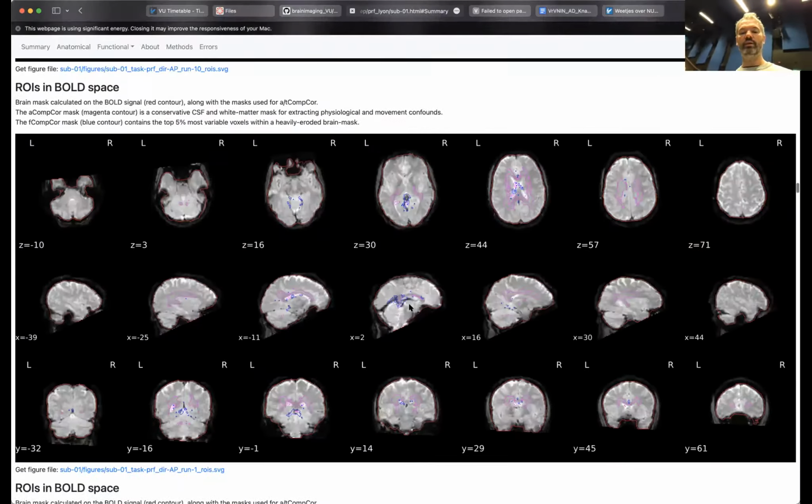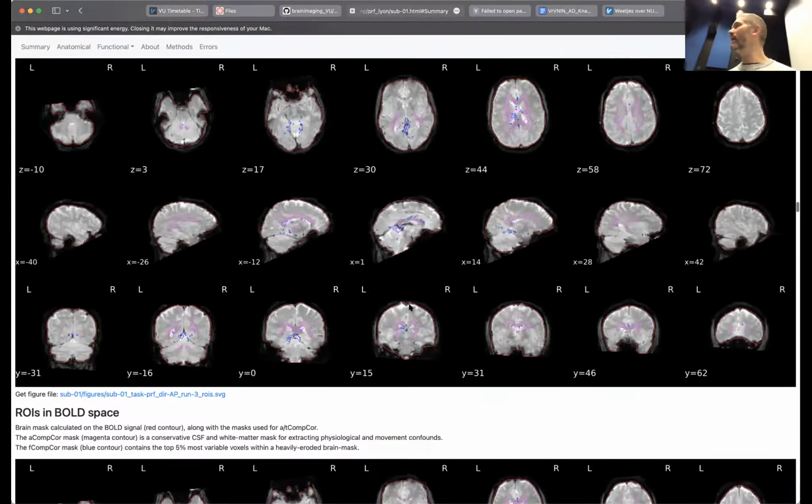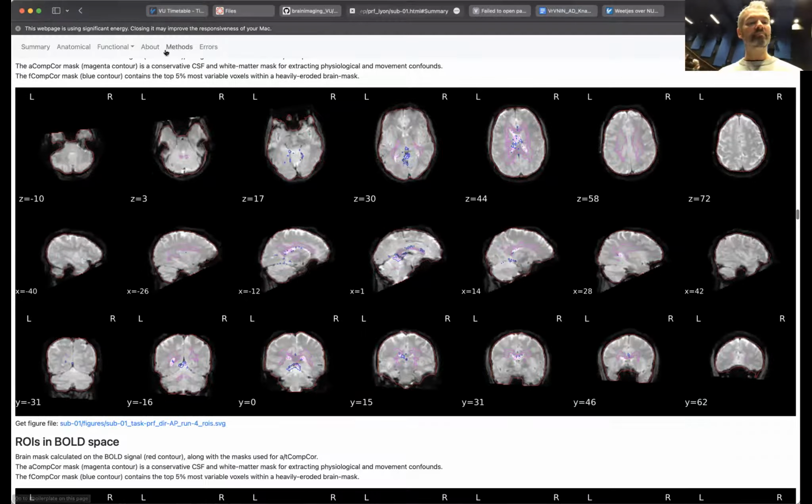So that's all good. Oh, I'm back at the susceptibility distortion correction. These are huge websites. You also see that my battery, I hope you don't see this, but my battery is draining very quickly. And I can even improve the responsiveness of my Mac by closing this website, but I won't.